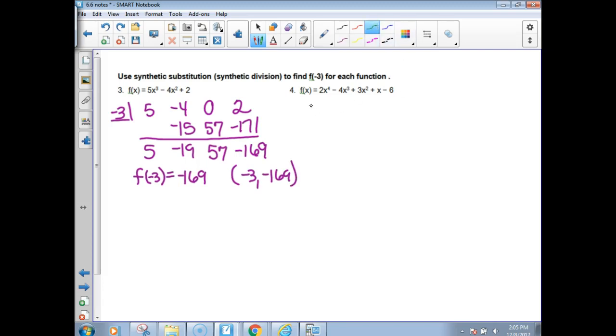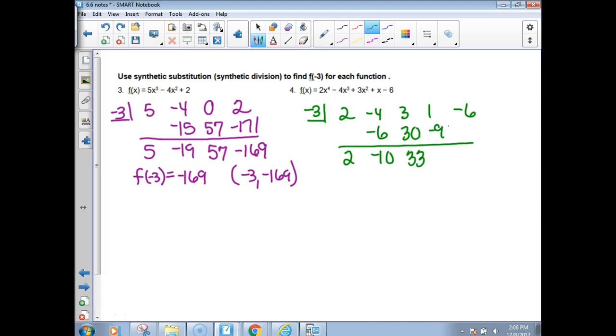All right, one more f of negative 3. Got a 4th degree polynomial, so I should have 5 placeholders here. 2, -4, 3, 1, and -6, which is 5 coefficients, if you will. Drop down the 2, multiply. Add vertically, -10, and then multiply, get 30. Get 33. -3 times 33, -99, and then I add vertically, get -98.